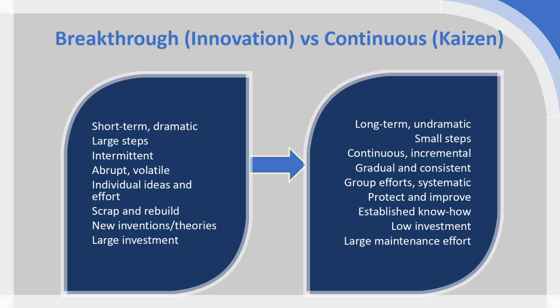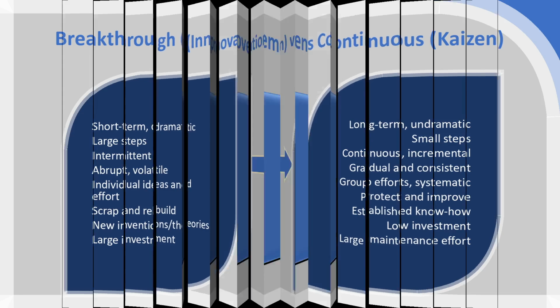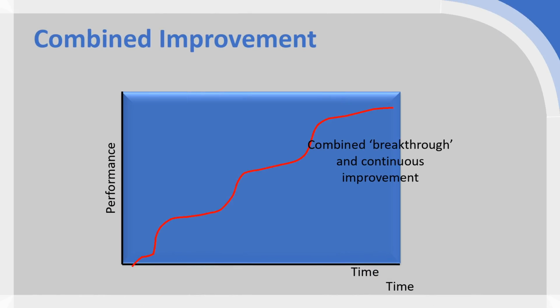This means that breakthrough process change also does require a large investment of time and effort, particularly during the conceptual stage and the initial implementation, whereas Kaizen or continuous process improvement really is about the maintenance rather than just the initial effort in conceptualizing changes. We do also have a combination which is sometimes used, particularly where continuous improvement doesn't always make sense.